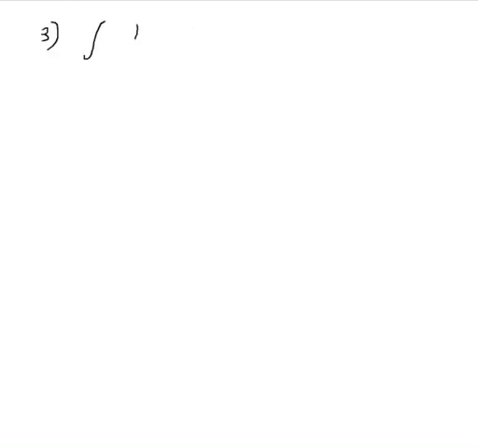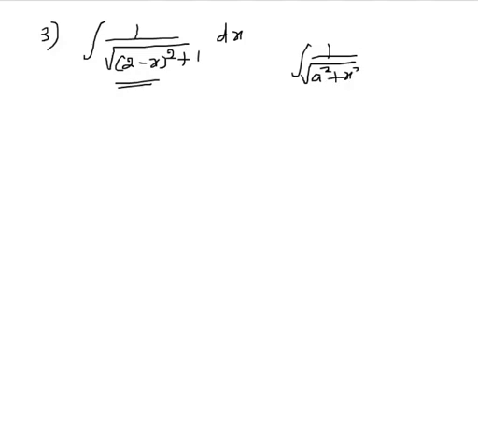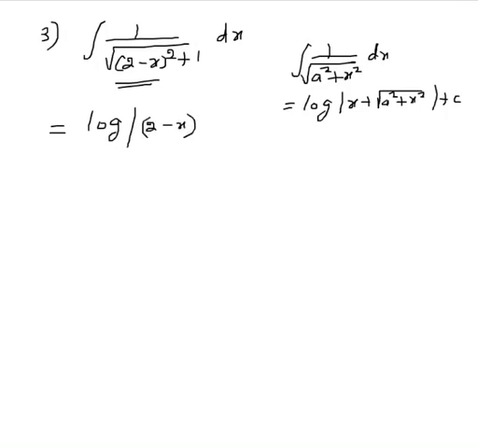Question 3. Integral 1 divided by root of (2 minus x) the whole square plus 1 dx. So this is a linear function of x. So we can apply the formula for root of a square plus x square, which is log of absolute value of x plus root of a square plus x square. In this case, x is 2 minus x, so log of 2 minus x plus root of (2 minus x) the whole square plus 1, plus c.